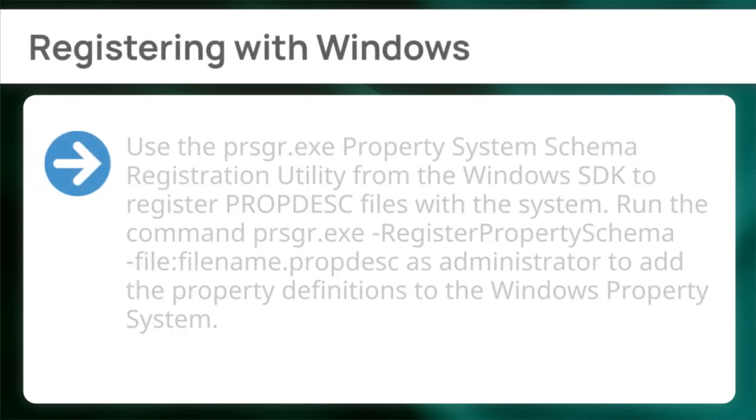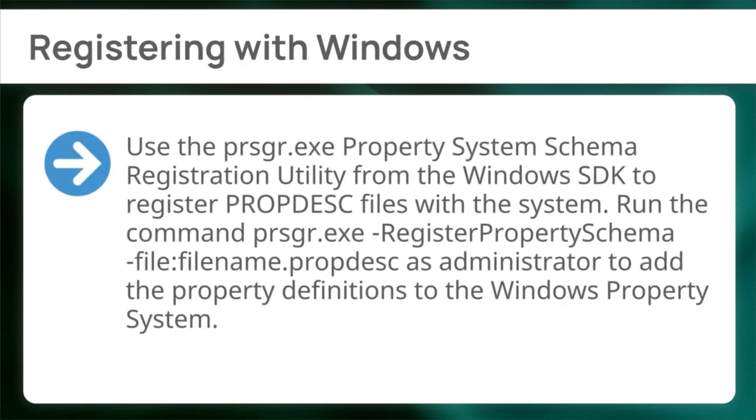Next, registering with Windows. Use the propsys.exe property system schema registration utility from the Windows SDK to register PROPDESC files with the system. Run the command prsgr.exe, register property schema, file.filename.PROPDESC as administrator to add the property definitions to the Windows property system.